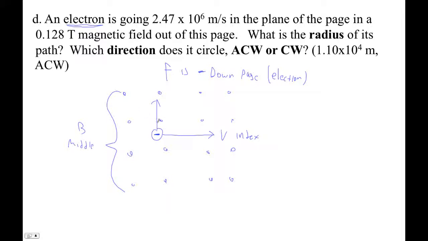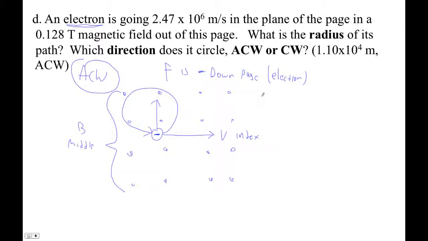Okay. Now a force to the left makes things turn counterclockwise, right, or anti-clockwise. So this thing is definitely going to go anti-clockwise. Okay. All right. So let's see. Now let's figure out the radius of its path.